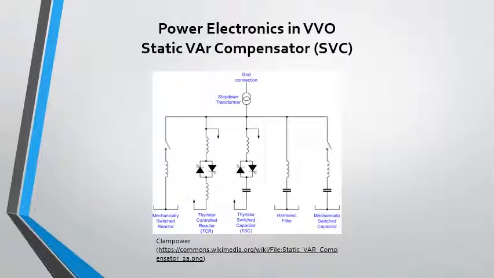SVCs can be modeled with these circuits. On top, we have the step-down transformer, and on the left and right, we have reactors and capacitors. Those two here are mechanically switched, so that means there is no control over how much reactive power we want to inject or absorb. Those two here are reactors and capacitors controlled with thyristors. In this case, the thyristors allow us to control how much reactive power we want to inject or absorb.